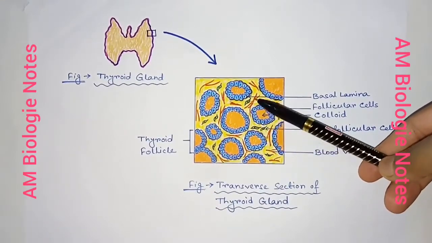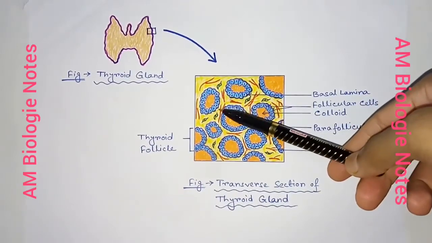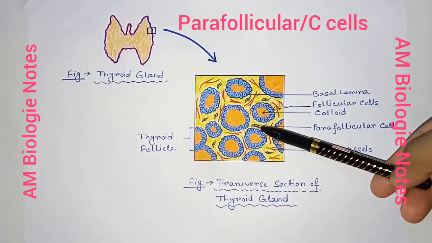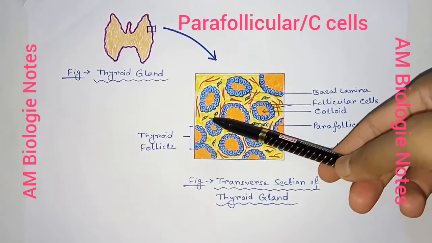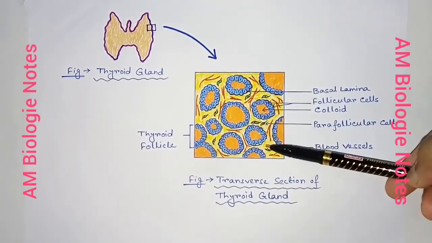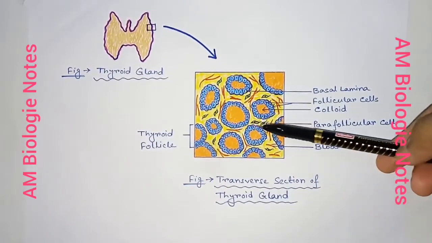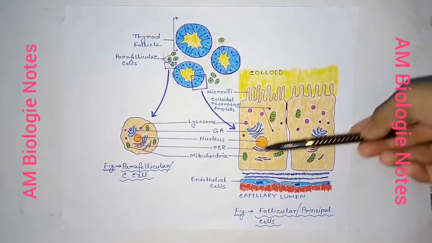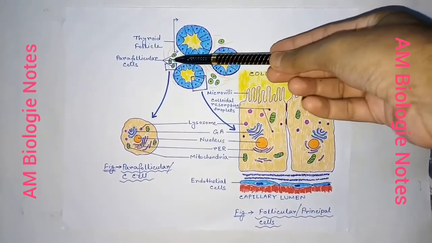Between the follicles, a delicate network of loose connective tissue contains numerous capillaries. The parafollicular cells or C cells remain scattered between the follicles. These are the parafollicular cells. They may occur as solitary cells or small clusters of cells. This is a diagram showing the detailed structure of a typical follicular cell and a parafollicular cell.